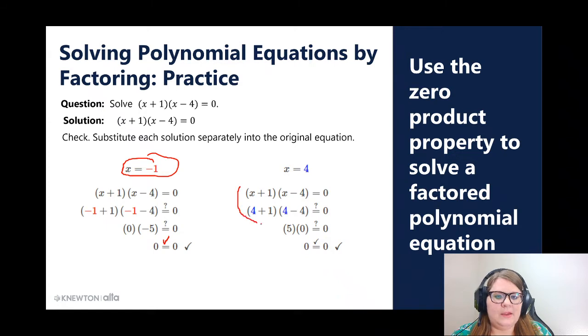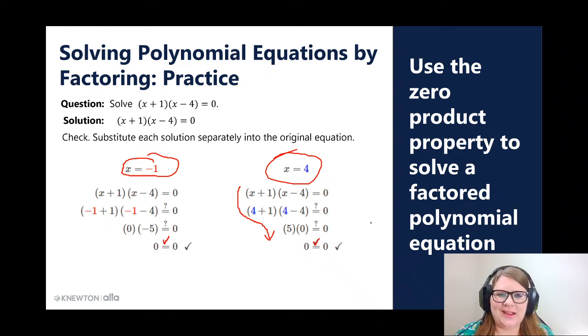I repeat over here again. I label which one I'm checking. I substitute it in. I show every step of the evaluation with a question mark on the equal sign until the two sides are exactly the same. Then I put a check mark. This is the appropriate way to show your work when checking your answers.